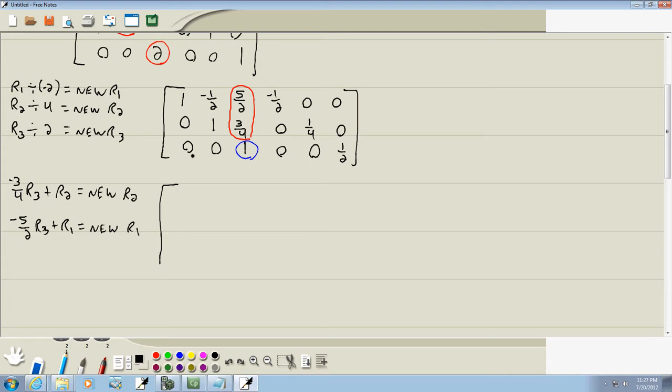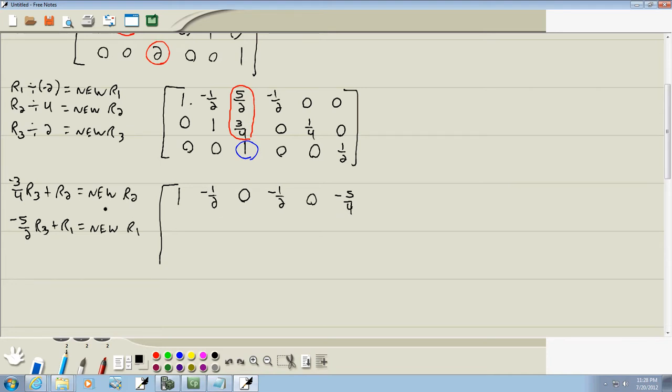Okay, I'll start with row 1 first. Negative 5/2 times 0 is 0 plus 1 is 1. Negative 5/2 times 0 is 0, and negative 1/2 is negative 1/2. Negative 5/2 times 1 gives us negative 5/2 plus 5/2 gives us 0. Negative 5/2 times 0 is 0, and negative 1/2 is negative 1/2. Negative 5/2 times 0 is 0 plus 0 is 0. Negative 5/2 times 1/2 gives us negative 5/4 plus 0 gives us negative 5/4.